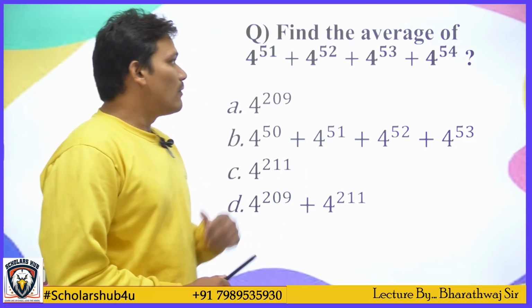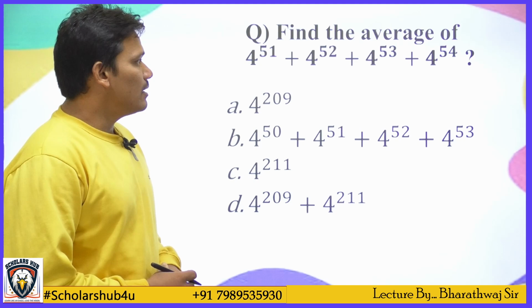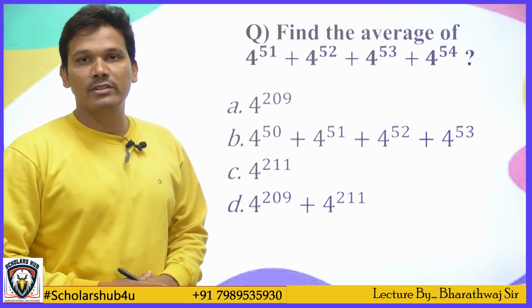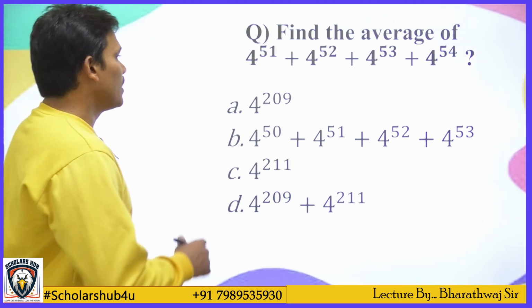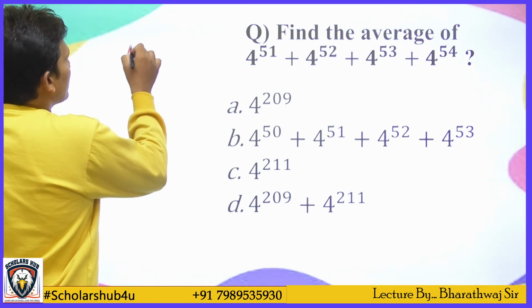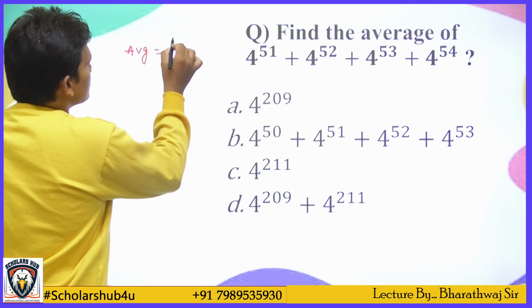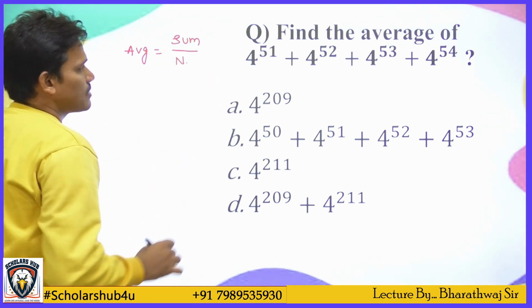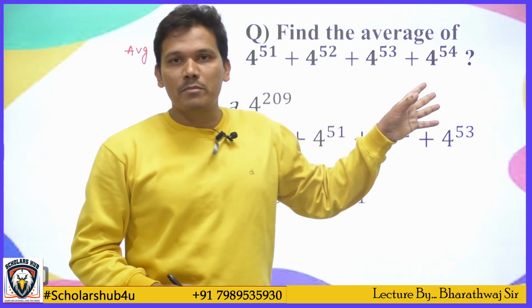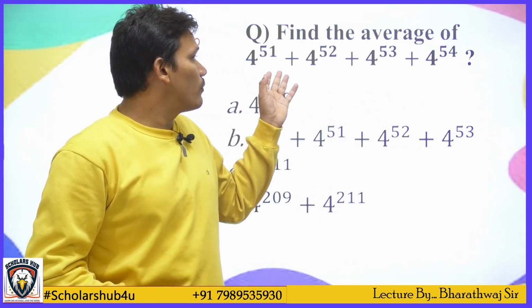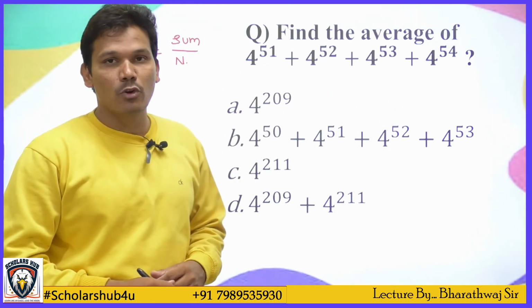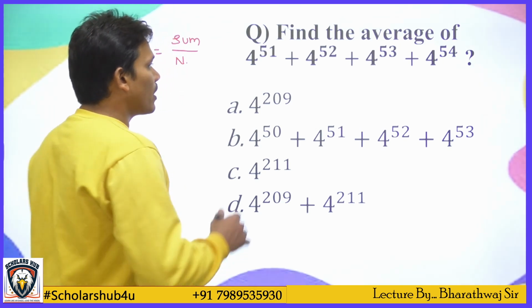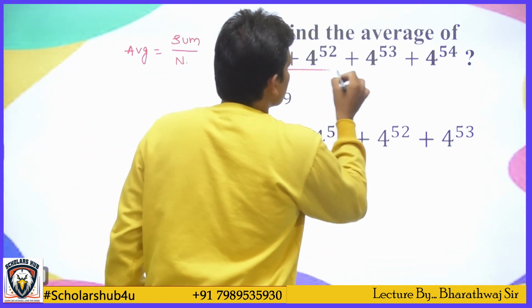The question is, find the average of 4^51 + 4^52 + 4^53 + 4^54. As we know, average is nothing but the sum of observations divided by the total number of observations. So here we have a total of 4 observations. Their sum is equal to 4^51 + 4^52 + 4^53 + 4^54. The total number of observations here is 4.